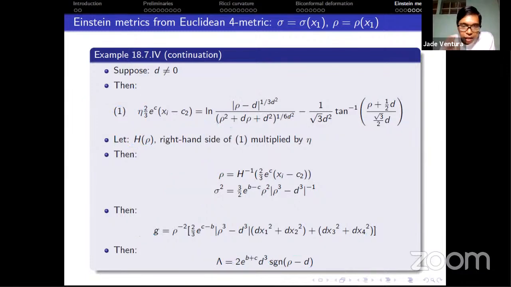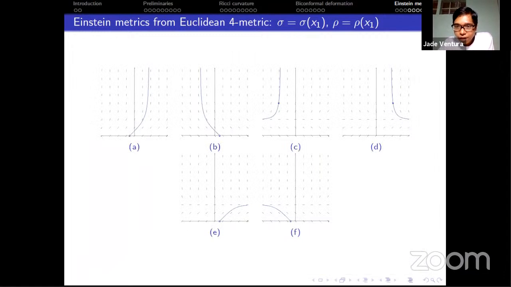So this function rho here has 6 different shapes, graph shapes, and these are A, B, C, D, E, F. We note here that in this asymptotic behavior, by the way, this is just D. This level is just D here, this horizontal asymptote.